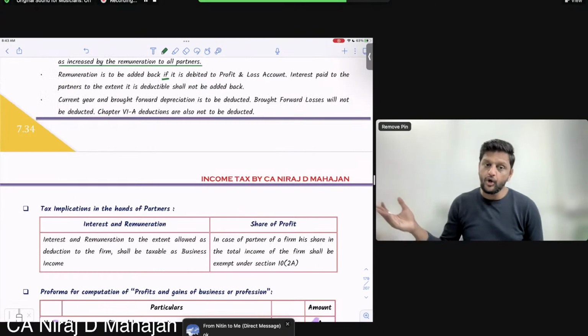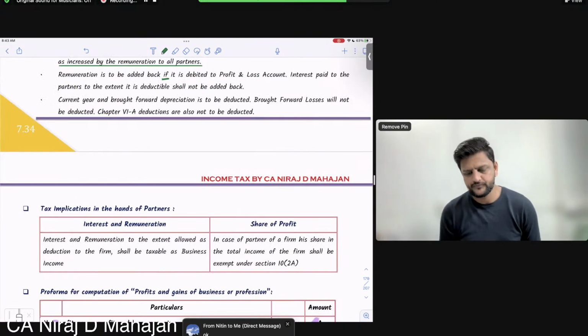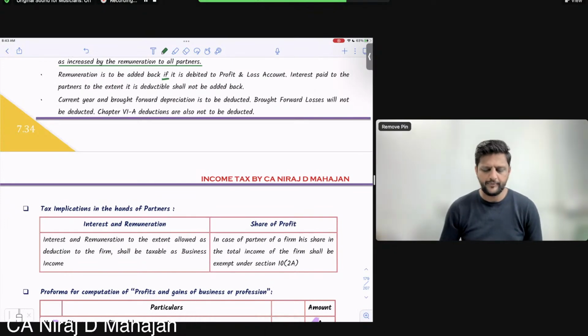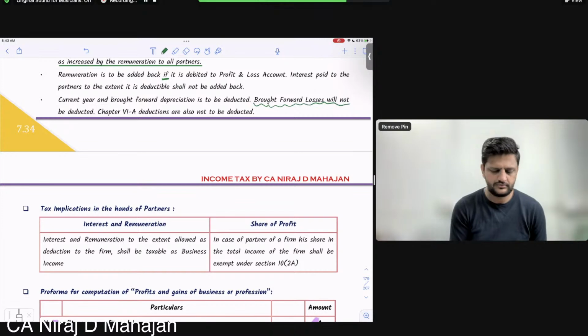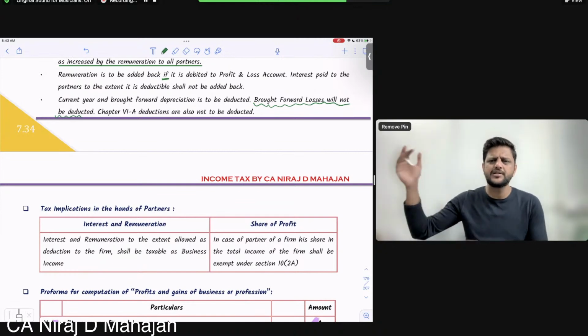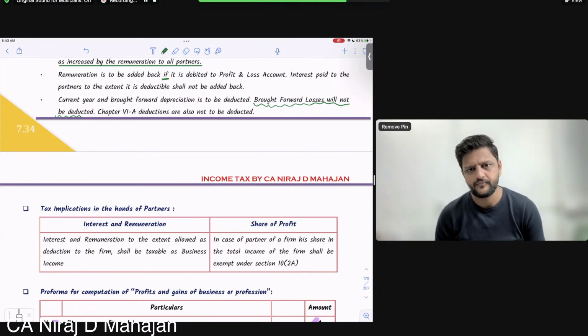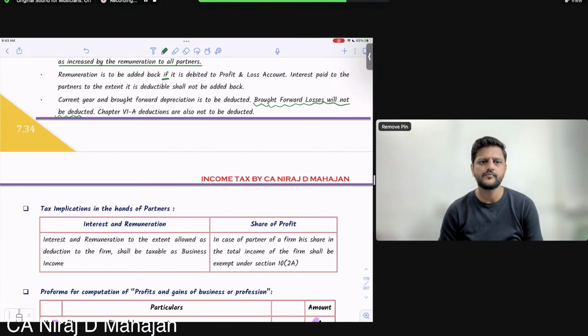Current year and brought forward depreciation is to be deducted. Okay? Deducted means again you have to reduce the profits. Current year and brought forward depreciation also. Brought forward losses will not be deducted because we want only the current year. Underline this. And chapter 6 deductions are also not deducted because chapter 6 comes from gross total income, so it has no connection with the calculation of book profits of the firm. Still here, all of you?